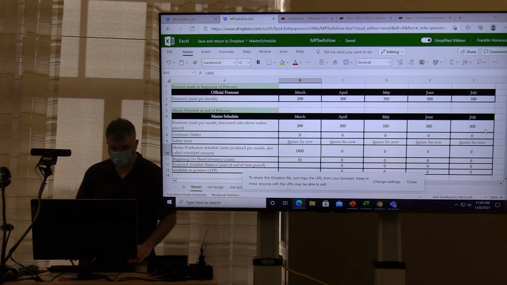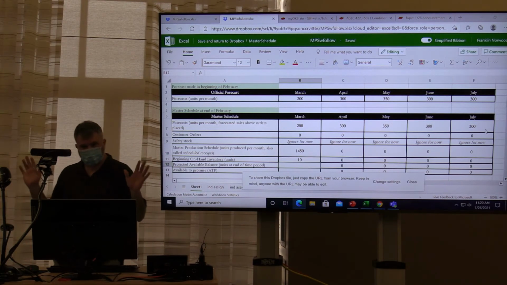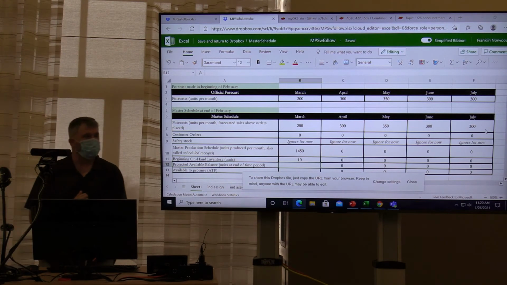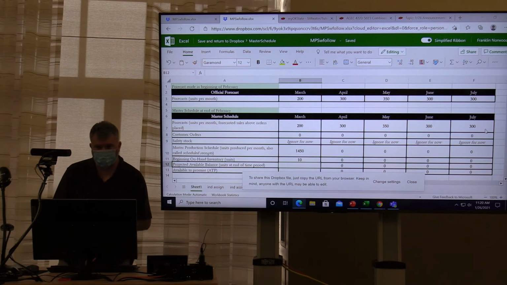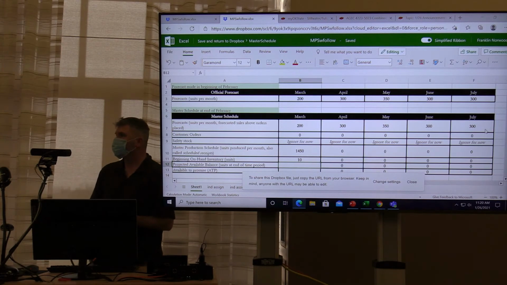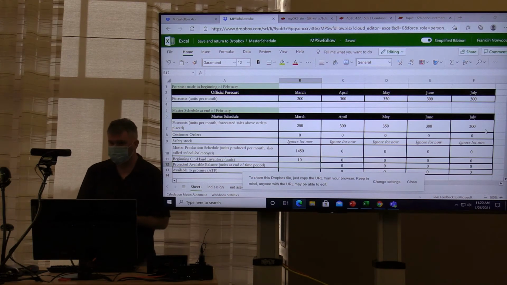Okay. Now, master production schedule is a little different. We're producing 1,450, and we're starting the month with 10 units. So we start the month with 10 units. We're producing 1,450, and we expect to sell a total of 200 units.